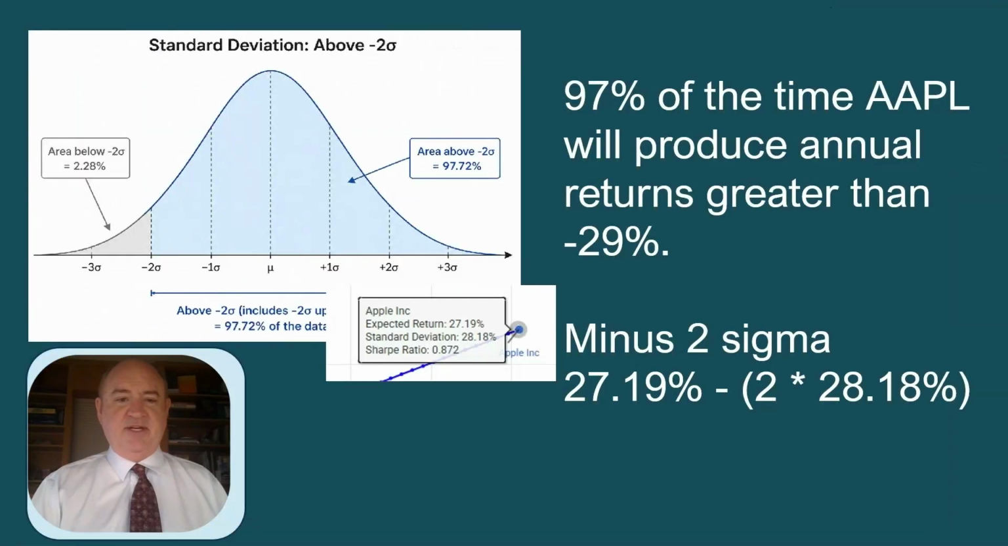The example is to figure out where the line is, you've got to figure out your average and your standard deviation. The -2 sigma, this line in the sand, in the case of Apple, its average is 27%, standard deviation is 28. So if you do 27 minus 2 times 28, you get -29%. So Apple, in any 1 year, has a 97% chance its returns will be greater than -29%.